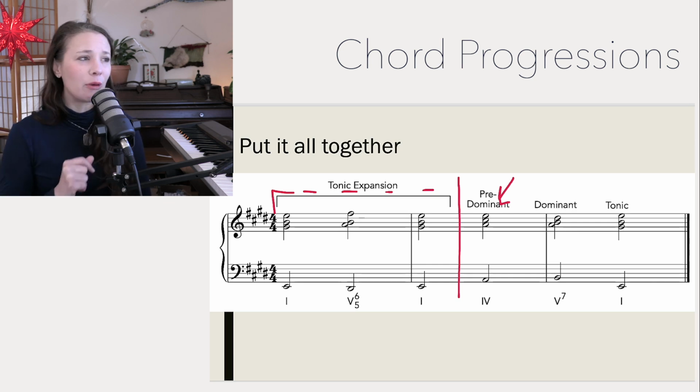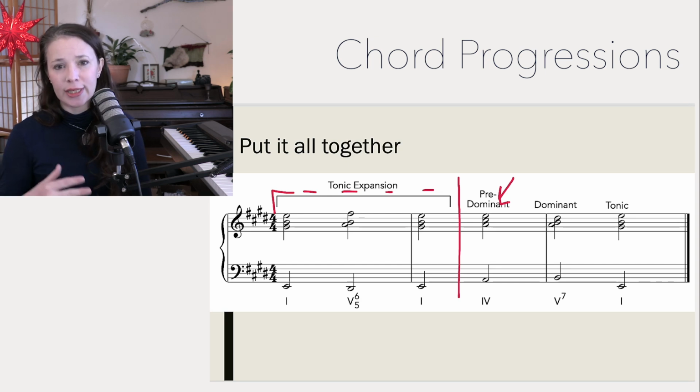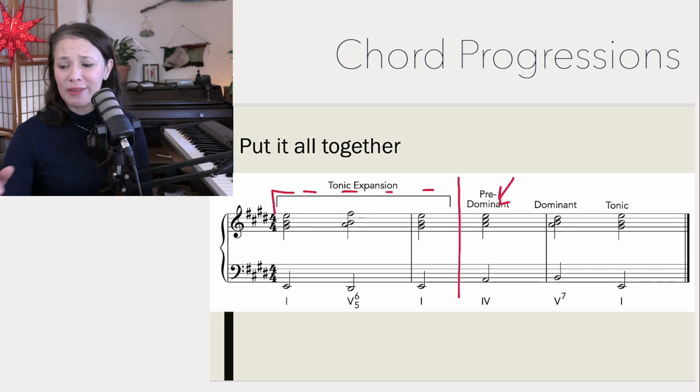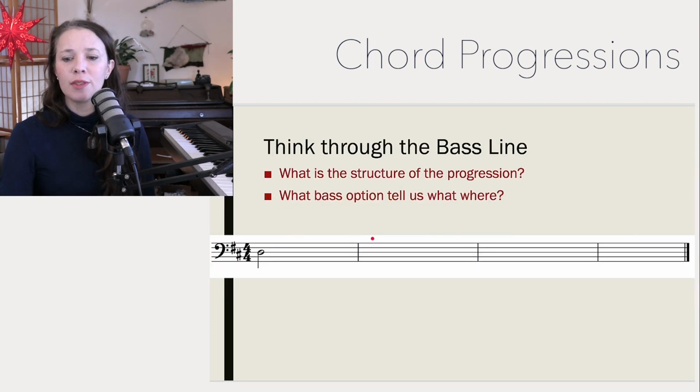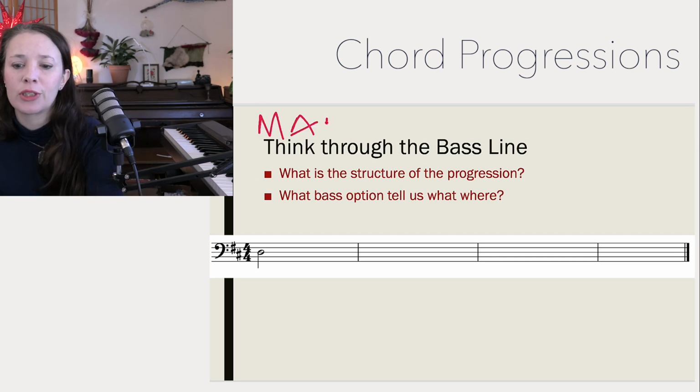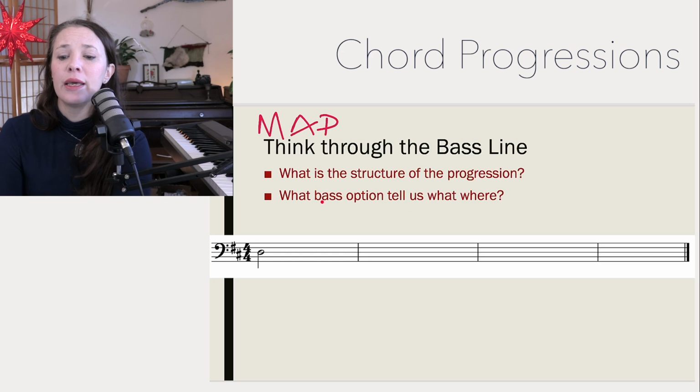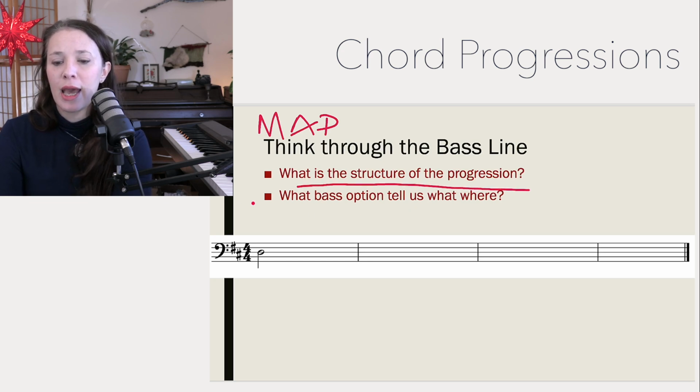Okay, so you're going to be mapping out that in your first couple of listenings in Aurelia. Get really good. Actually, I would say just go into the practice section and listen and practice until you can clearly identify those sections. And then obviously, to get the answer, you have to put in some chords. But you can even just put in fake stuff so you can see the answer. It's not going to affect your grade if you're doing that in the practice section. So think through the bass line. First you're mapping, which is going to help you think through the bass line, and it's going to give you the structure of the progression. So the map gives you the structure, and the bass option tells us what and where.